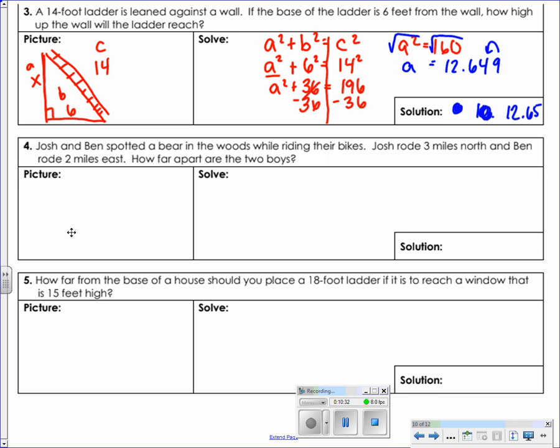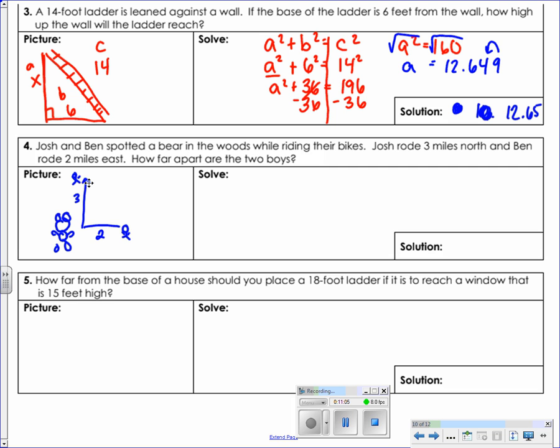Well, let's think about where they started. So they're going to start here. Here's our bear. Josh and Ben are here at the bear. They see the bear. Josh goes, oh no! And he rides his bike 3 miles north because north is up. So here's Josh. He ends up here. And then Ben rides 2 miles east. And here's Ben. But where's Josh?